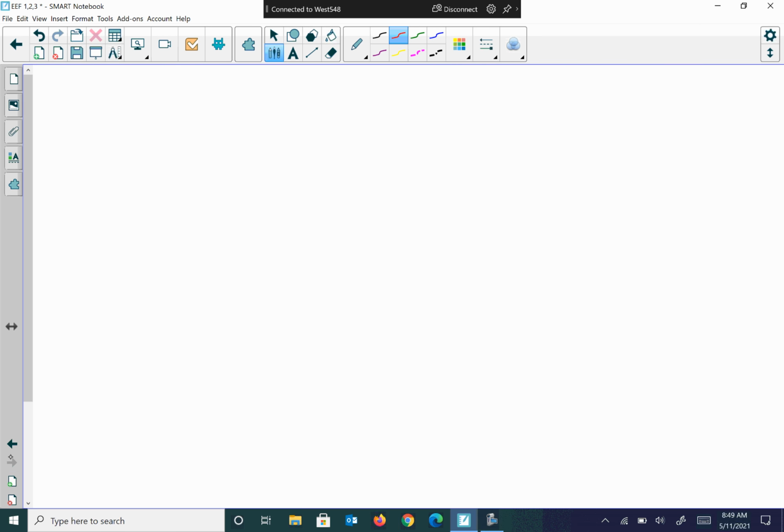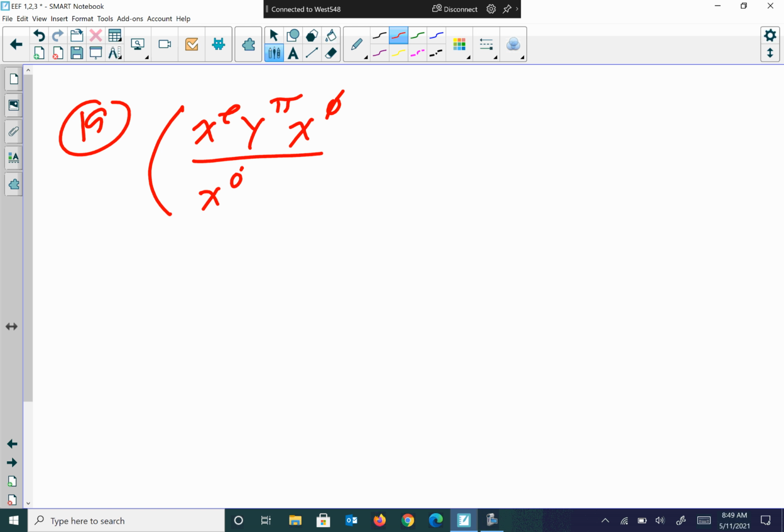And my favorite problem, you will surely definitely see this type of problem. I have x to the e, y to the pi, x to the phi over x to the phi, y to the e, z to the pi. And it's all grouped together and it's raised to the 0 power, so this has to have an answer of just 1.